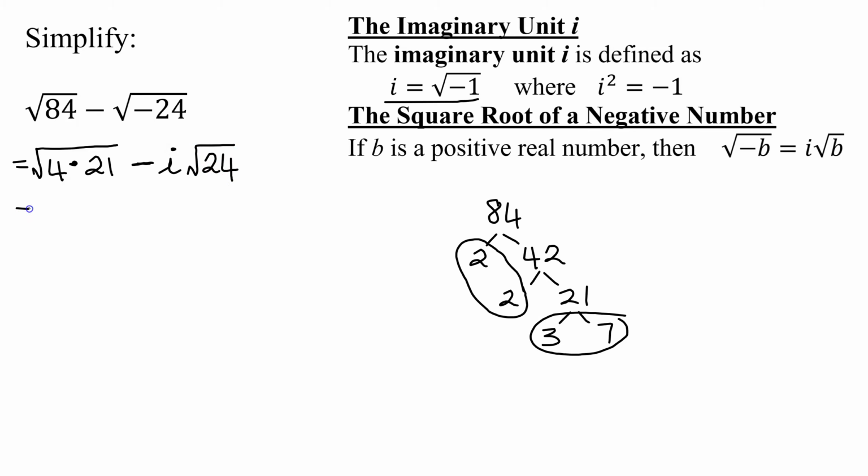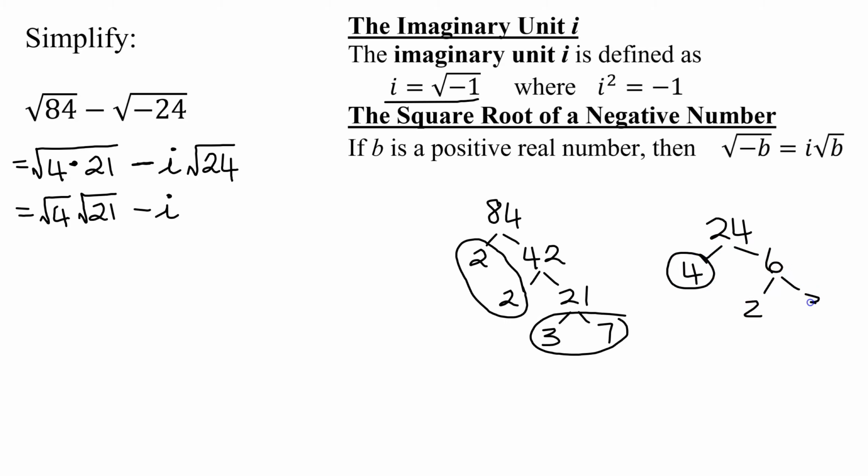Now on this first term, I'm going to use the product property of radicals to write it as the square root of 4 times the square root of 21 minus i. Now 24 is not a perfect square, so let's factor it. It's 4 times 6. I'm going to leave 4 alone since 4 is a perfect square. 6 is 2 times 3, so I'm going to group those together too. So I'm going to write my square root of 24 as the square root of 4 times the square root of 6.